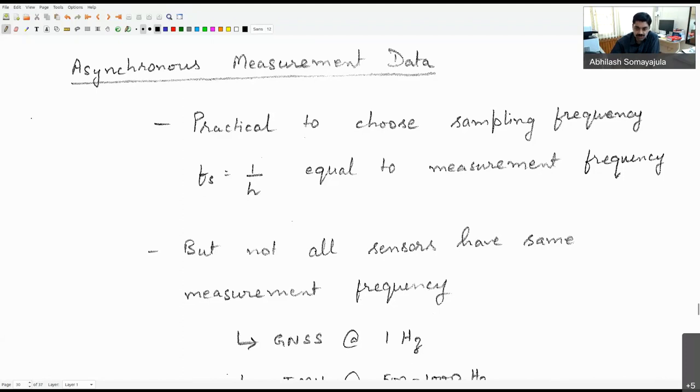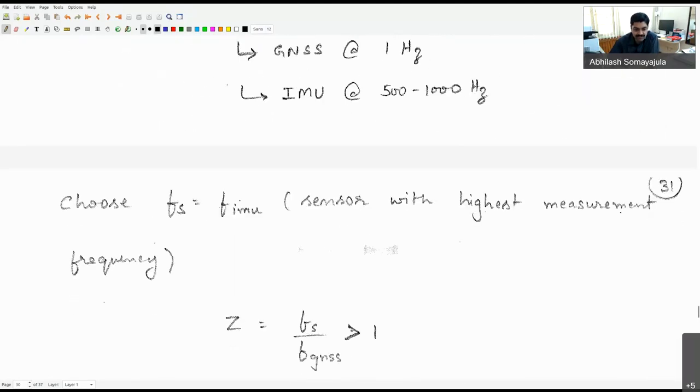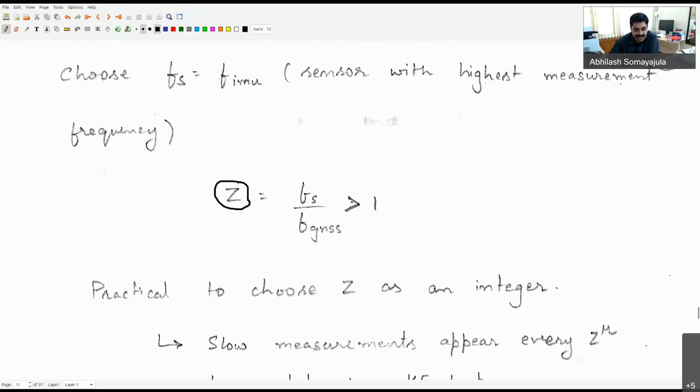The best way to deal with them is to choose the sampling frequency of the filter as equal to the measurement frequency of the fastest measurement. So if the fastest measurement is coming from the IMU, you want to choose the sampling frequency of your Kalman filter to be the same as what is coming from the IMU. Now this will mean that at many time steps, the GPS update will not come in. It will come in only every 10 time steps or every 100 time steps. So I have to deal with the fact that those sensors are being updated at some smaller rate Z, which is given as the ratio between the filter's sampling frequency and the measurement frequency of that signal which I want.